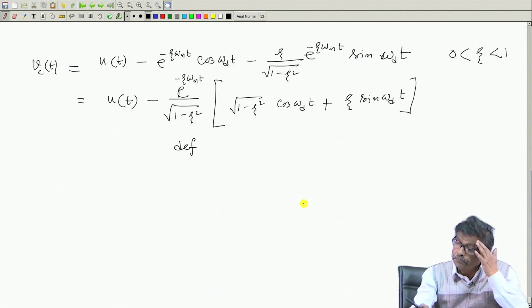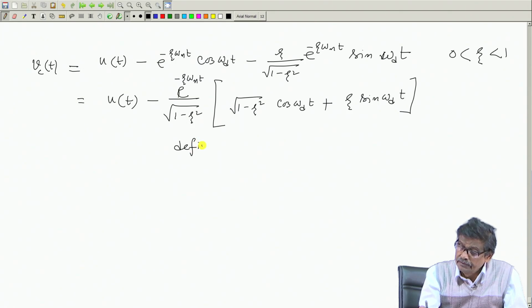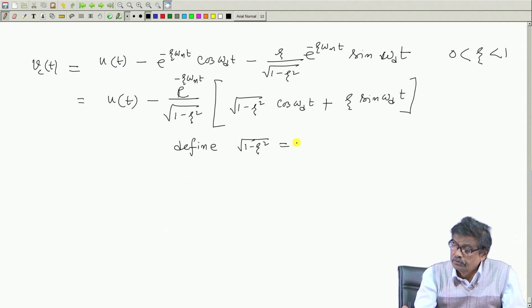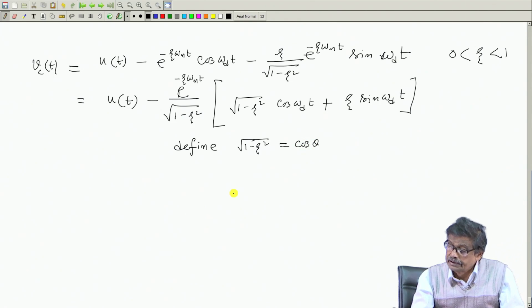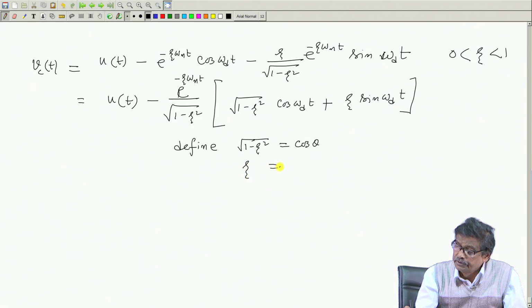So, root over 1 minus zeta square will be a fraction, and define root over 1 minus zeta square to be equal to some cos theta. Let us define that. Then zeta is sin theta, has to be, because this square plus this square is 1, matching.